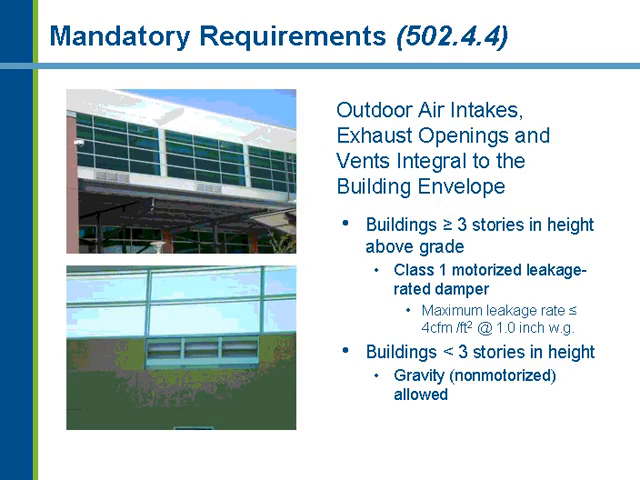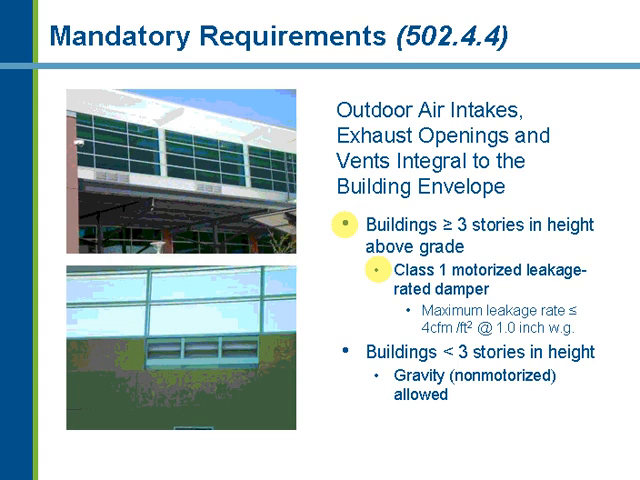Also, looking at an air leakage standpoint, the other requirement that was in the 2003 IECC is the requirement that exhaust openings and vents integral to the building envelope have some type of damper system put on it to be able to shut when that damper is not being used, or the vent is not being used. If you have a building greater than or equal to 3 stories in height, you need a Class 1 motorized rated or leakage rated damper.